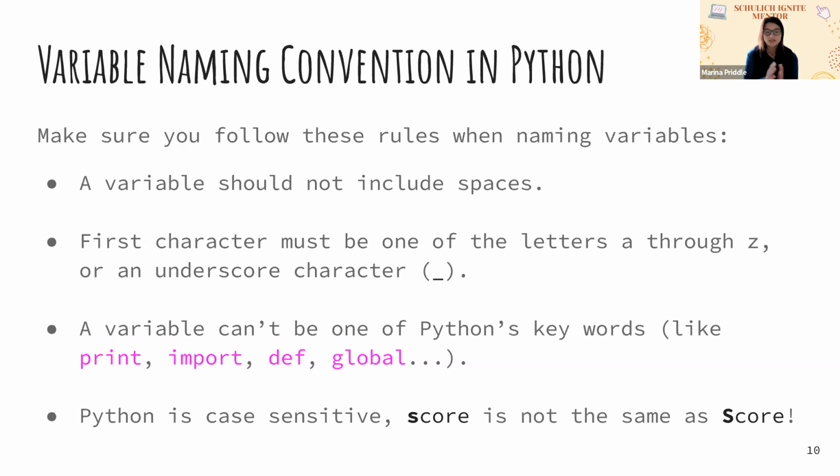Now, Python is case sensitive, just like, as far as I know, every single programming language. I might be mistaken, but from what I've come across, they're all case sensitive. So score with a small s is not the same as score with a capital S, okay?